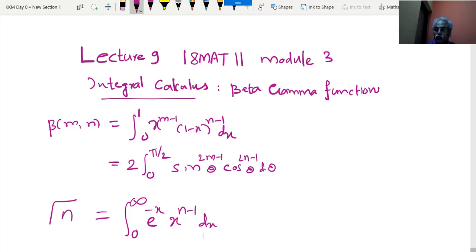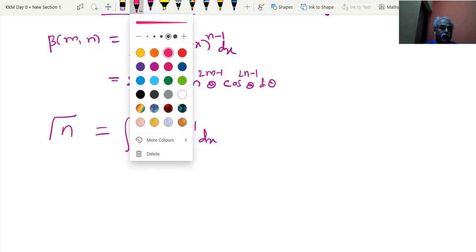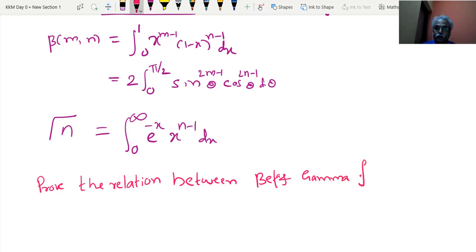gamma n plus 1 values, but before that, very important from your examination point of view also, and as a result also, a very nice result. Be attentive, many times you will be asked: prove the relation between beta and gamma functions. So now we'll be making use of all these. There is one more result for gamma function.